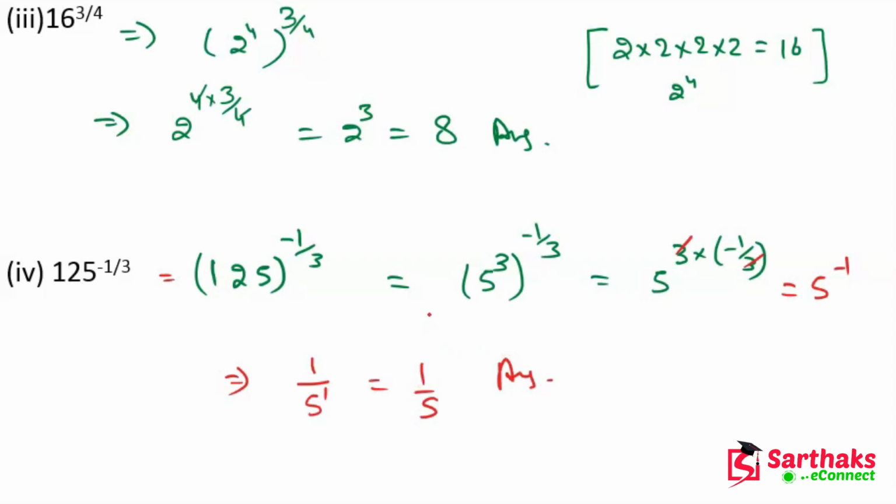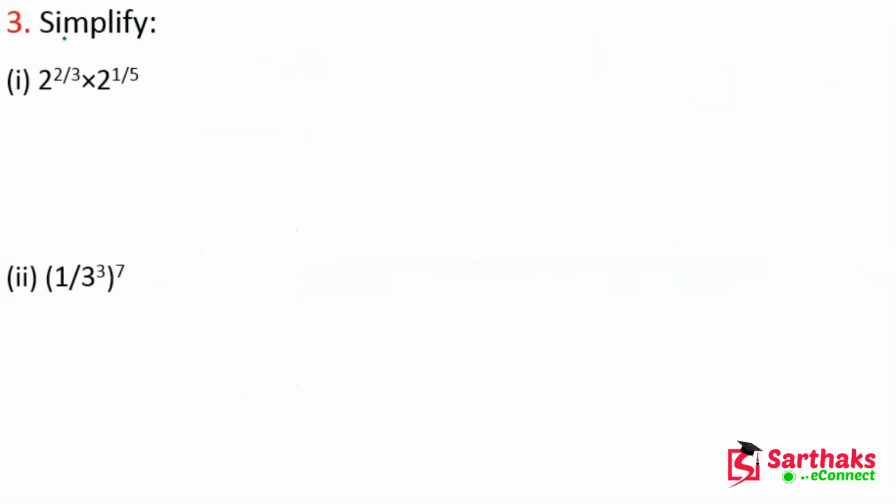Now let's move on to the next question, which is, my dear friends, we have to simplify this. We have 2 raised to power 2 upon 3 multiply 2 raised to power 1 upon 5. Now, my dear friend, this is the case like a raised to power m into a raised to power n. The base is the same, and we have to add the powers: a raised to power m plus n. Similarly in this, 2 is a base which is the same in both the terms.